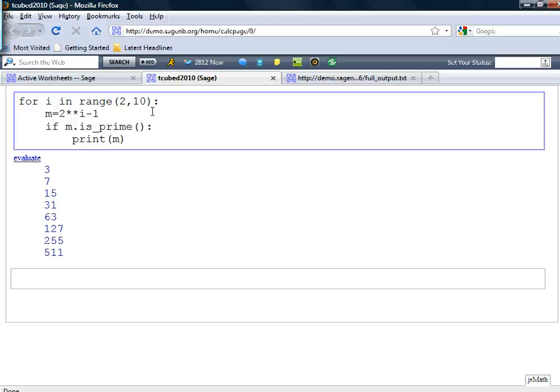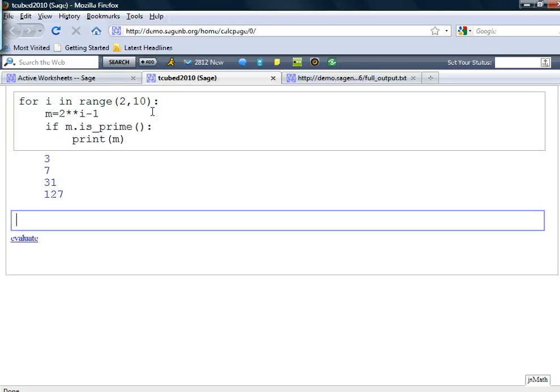And now let's see if the output's different. The output right now has 2, 3, 4, 5, 6, 7, 8, 9, right? So 1, 2, 3, 4, 5, 6, 7, 8 outputs, right? So now it only has 4. And those 4 are in fact prime, aren't they? Okay.